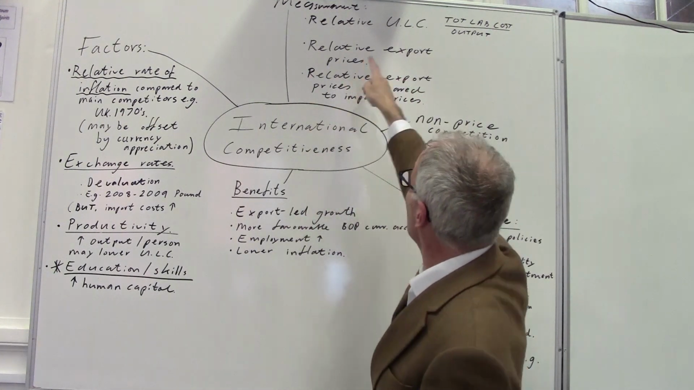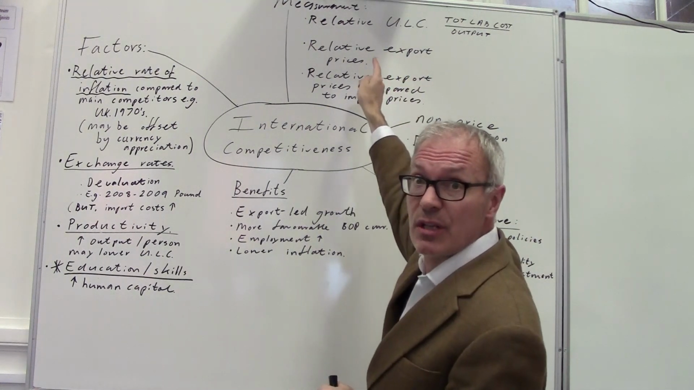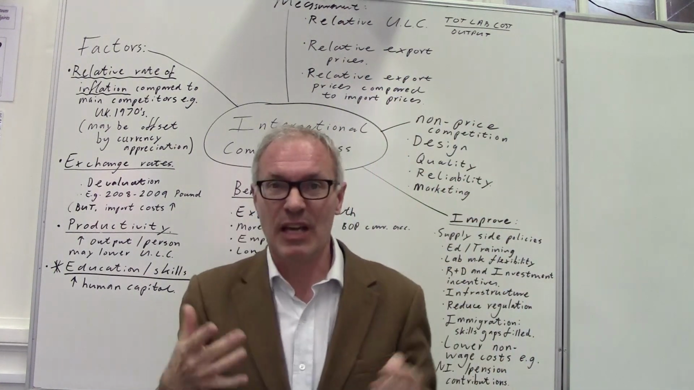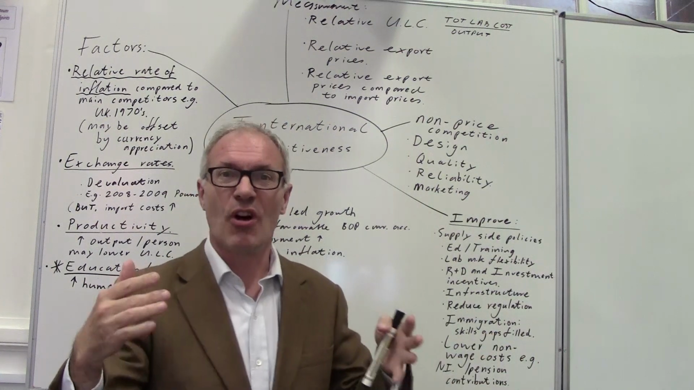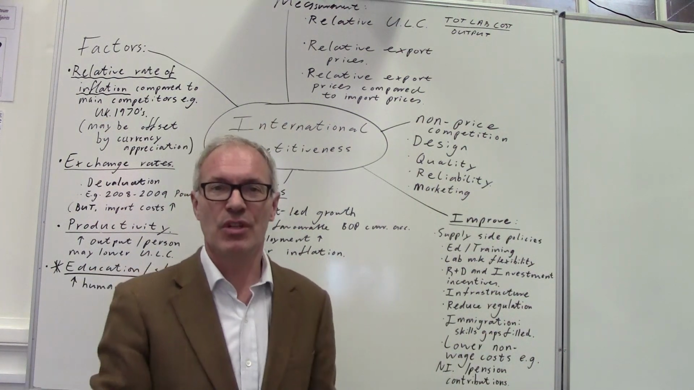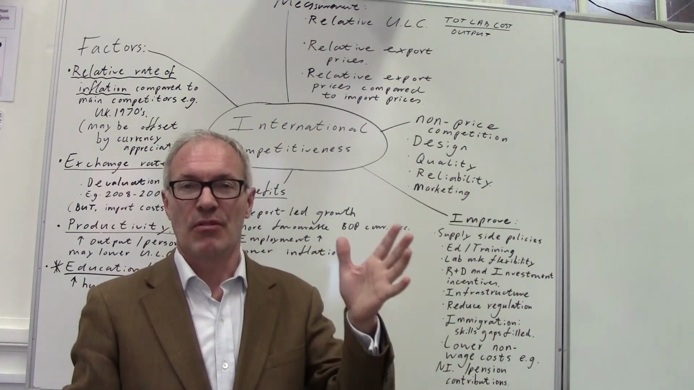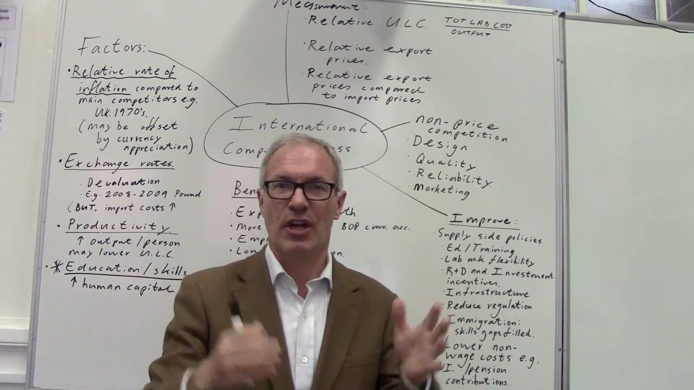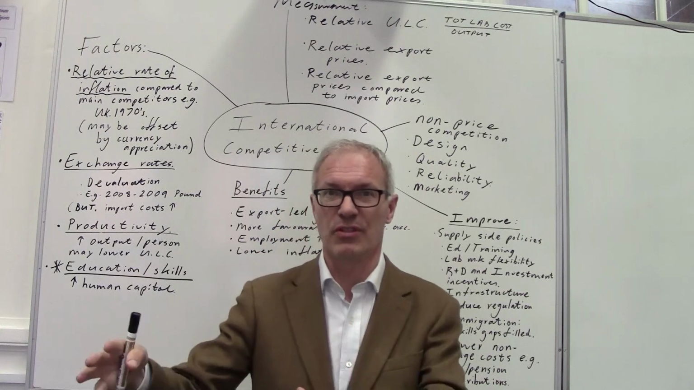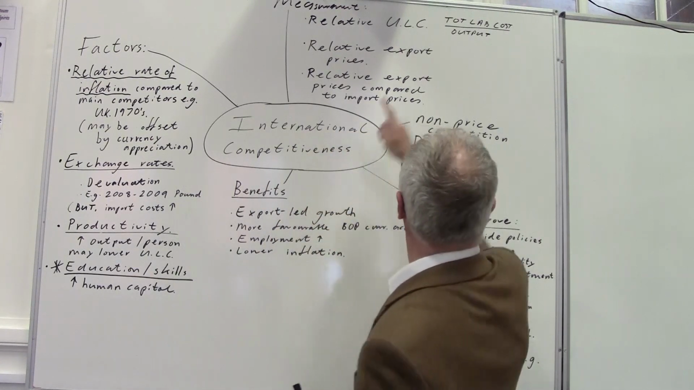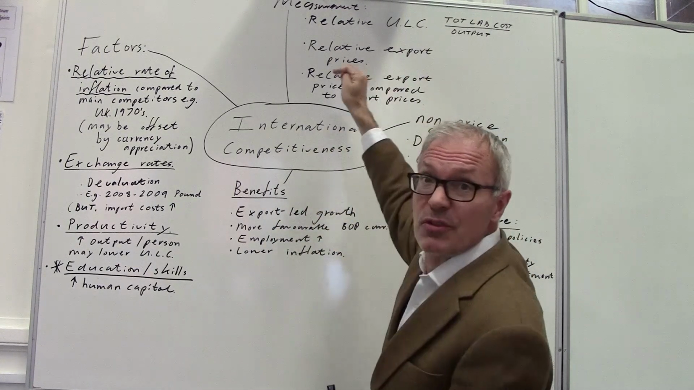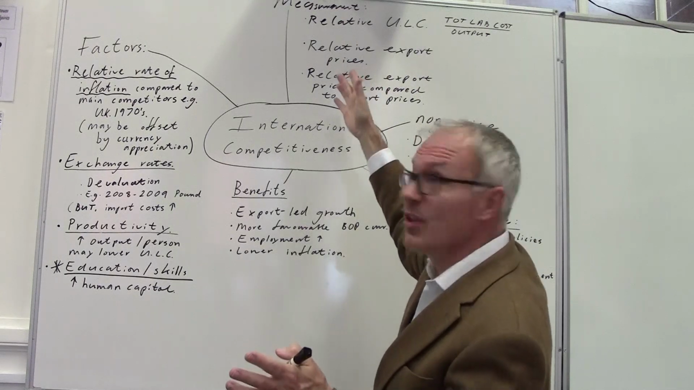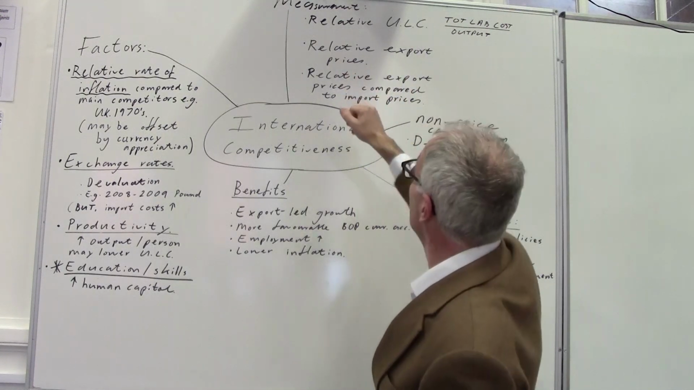And a key measure is relative unit labour costs. And unit labour costs are basically the cost of making something. In other words, how much labour in revenue terms does it take to produce a unit of output, a good or a service. So it's the total labour cost divided by the output that will give you the unit labour cost.